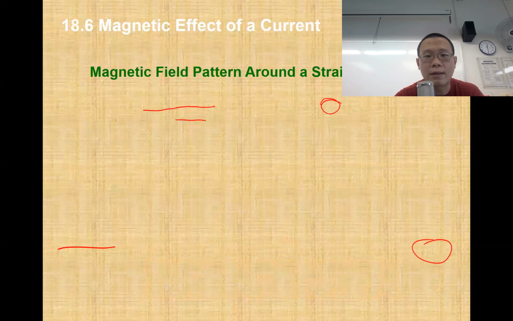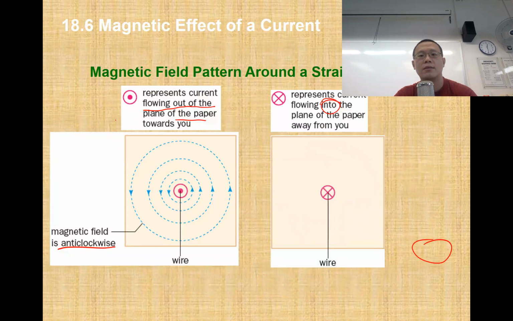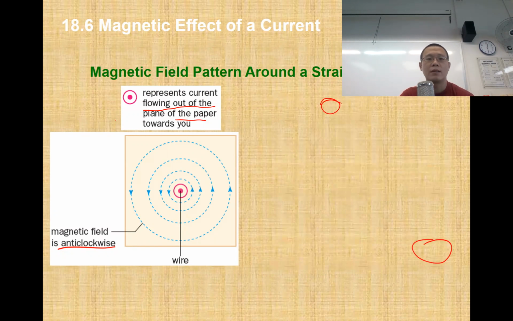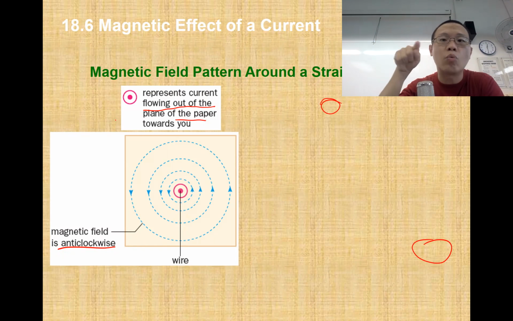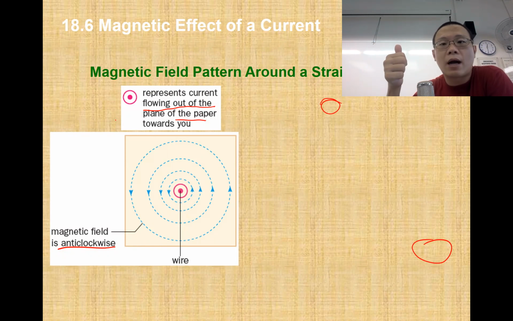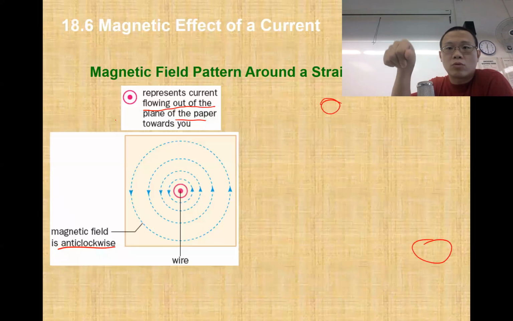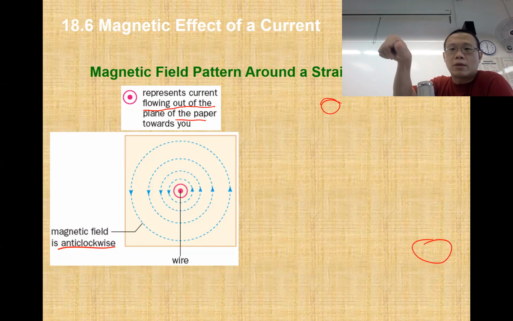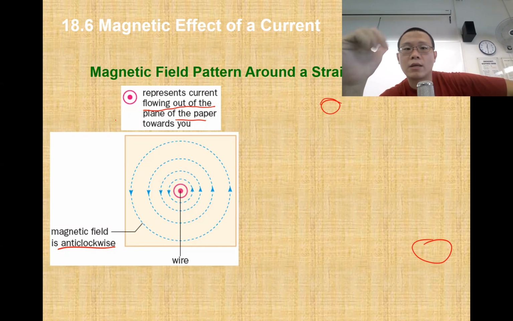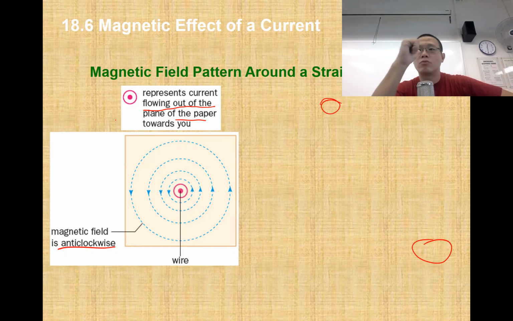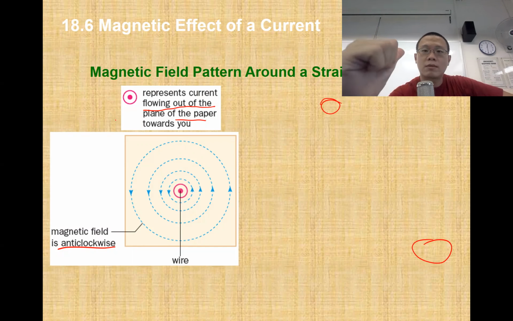Now let's look at another example. How do we get the direction? Now we look at the first one. The dot represents that the current is coming out. Imagine this is the paper you're looking at, so the current is going towards you. For a straight line cable, your thumb represents the current, which means the current is coming out towards you, so my thumb will be pointing towards you. Like what I'm doing now, your thumb is pointing towards you. The current is flowing out of the screen.